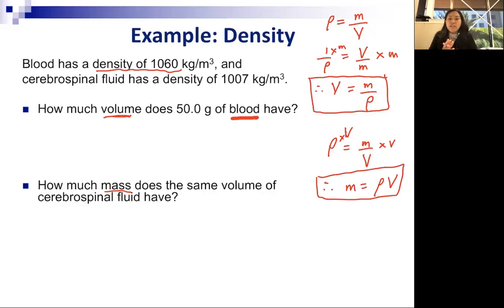So we have these two equations that we can use to solve for the volume and the mass. We can use the first one, mass divided by the density, to find the volume. But take note, the mass is given in grams, so you have to convert grams to kilograms. This is where we have to be careful with our units now because we're using derived units.